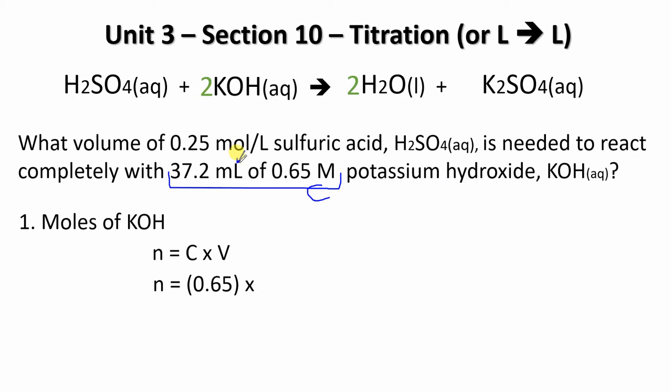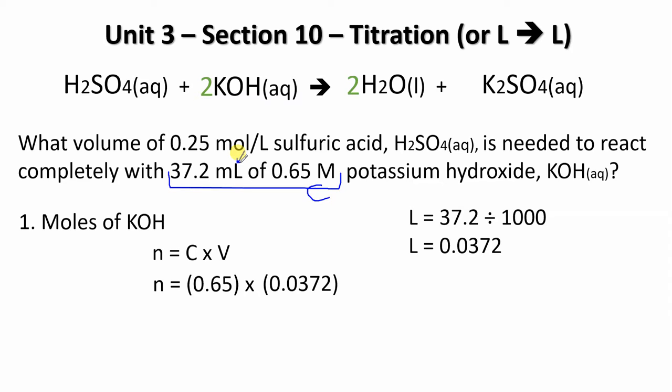Now, we do have to remember that we don't want to work in milliliters with this sort of stuff. So to come up with liters, we're simply going to divide 37.2 by 1,000. It gives us that particular value. And so that is going to act as our volume. So if you have your calculator and you do a quick calculation, those two numbers together should give us our moles of potassium hydroxide, and that is step 1.